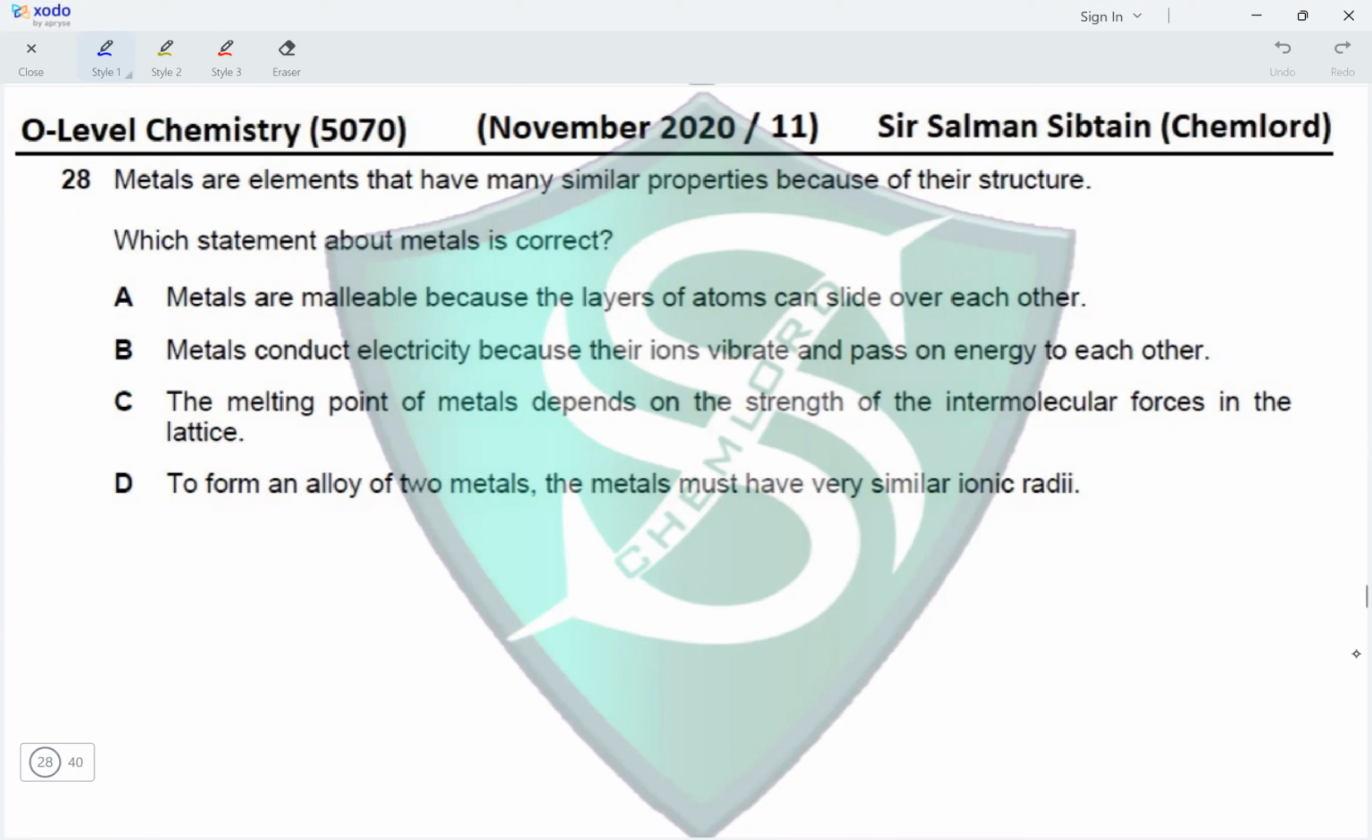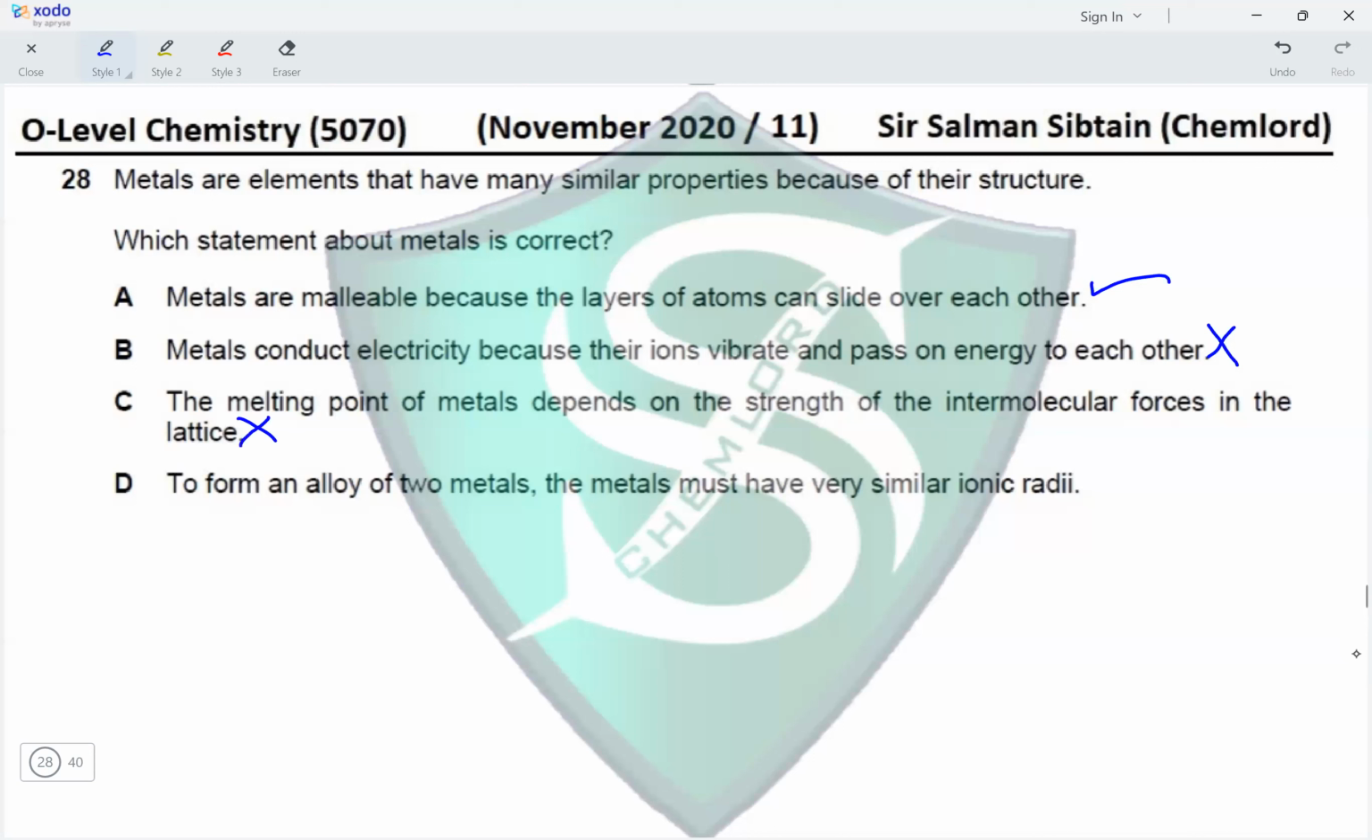This is correct. Next, metals conduct electricity. Yes, because their ions vibrate and pass on energy to each other. No, electricity is conducted due to the movement of the delocalized sea of electrons. Next, the melting point of metals depends on the strength of the intermolecular forces in the lattice. No, it is a metallic lattice, not a covalent lattice. So intermolecular forces are not there. Metallic bonding would be the reason.